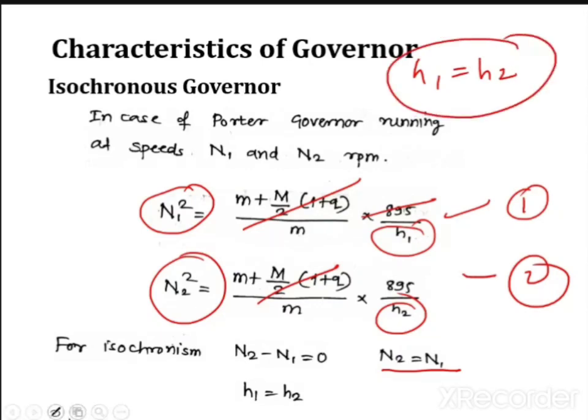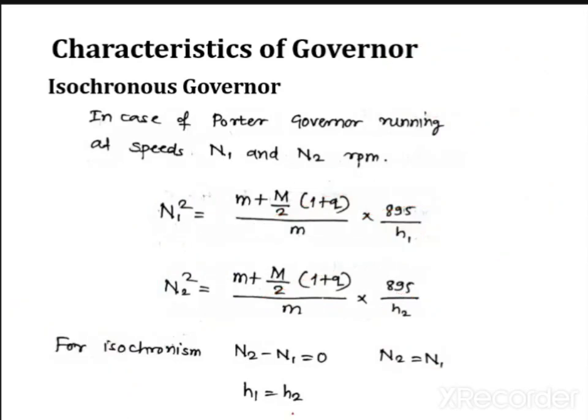Now I want an answer from your side. Is this condition, h1 equal to h2, possible in case of the Porter governor for the two speeds N1 and N2? If you have understood what I have explained till now, my simple question is: is it possible for h1 to be equal to h2 for a Porter governor when the speeds are different, that is N1 and N2? Just answer me, possible or impossible?